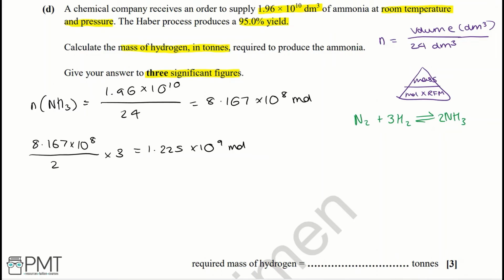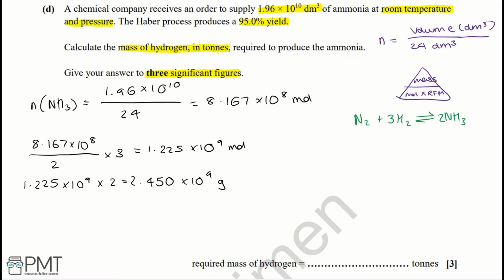Using the equation triangle, well, the relative formula mass of hydrogen is 1 times 2, which is 2. So then we do the moles, which is 1.225 times 10 to the 9 multiplied by 2, and that equals 2.450 times 10 to the 9 grams.